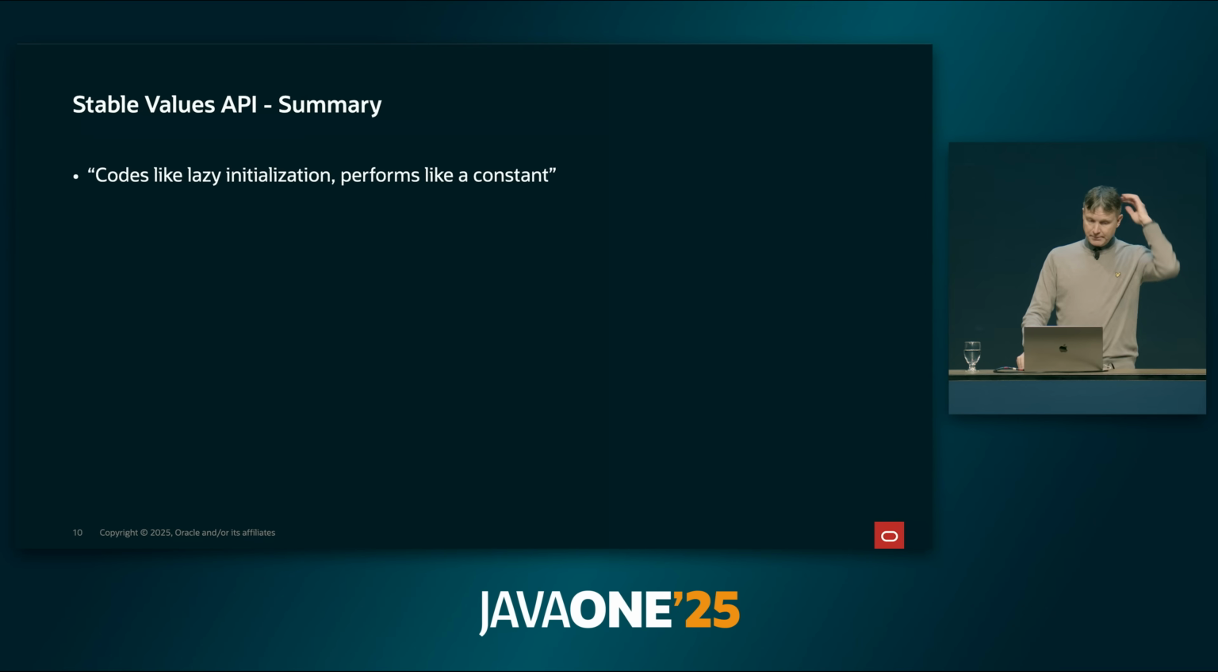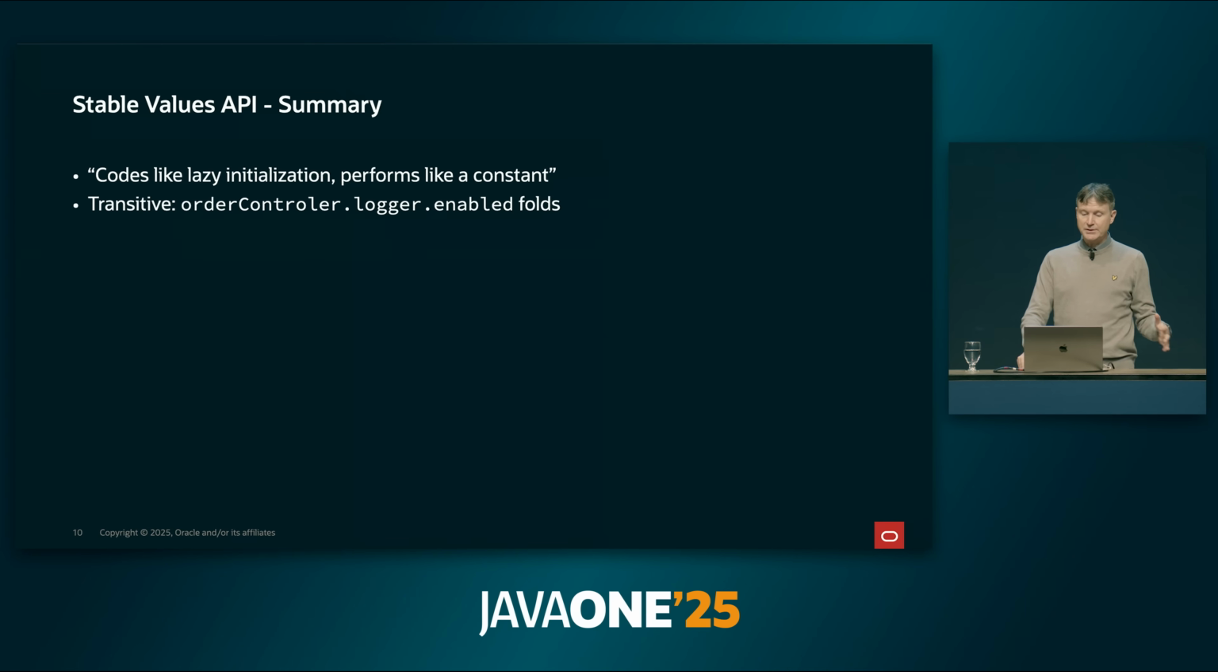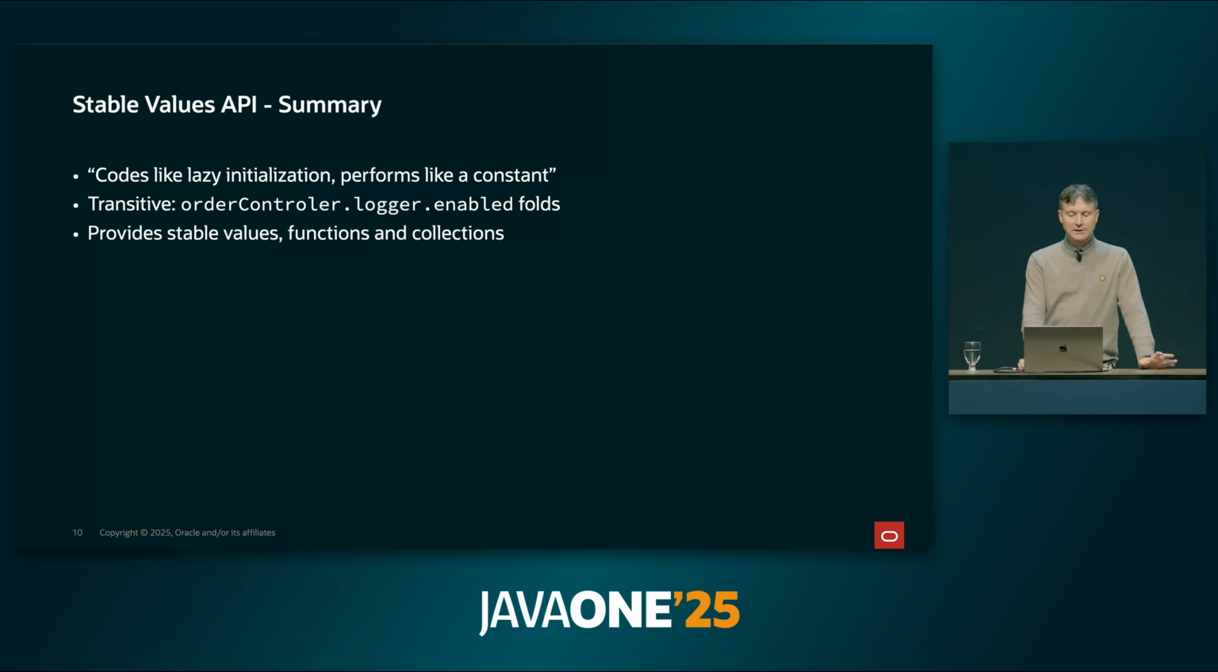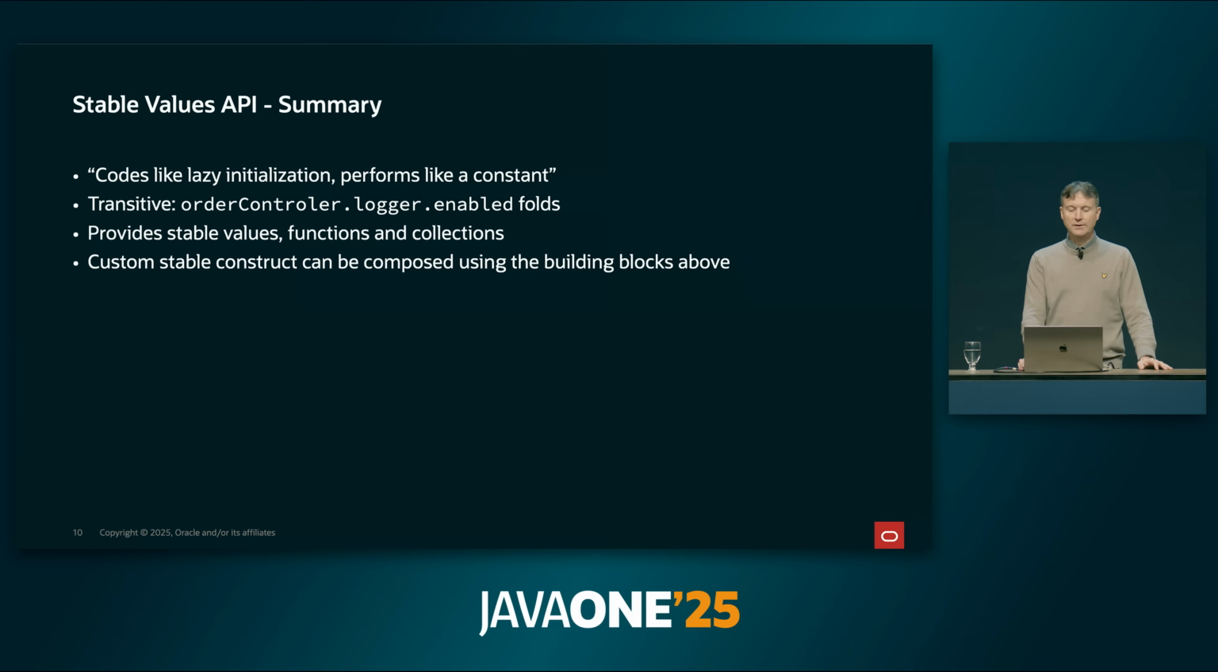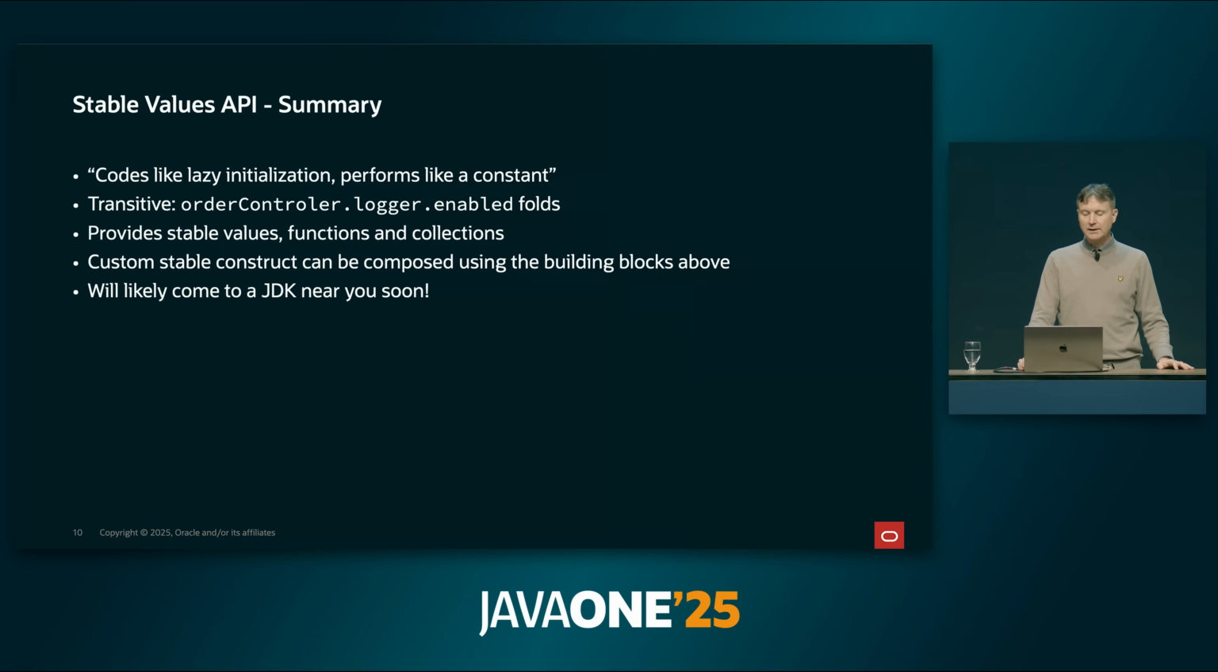So, to sum things up, code like lazy initialization performs like a constant. We have this nice transitive property, orderController logger enabled folds, and it's probably even possible to fold code that is a result of a check of that condition. We provide stable values, stable functions, and collections. And you can create your own stable constructs using the ones we provide out of the box that I have shown here. Even though it's not trivial at the moment, it will be easy. And this will likely come to a JDK near you soon.